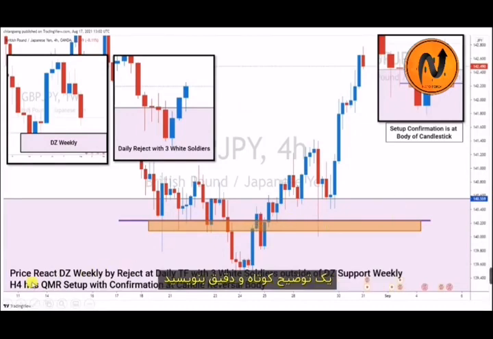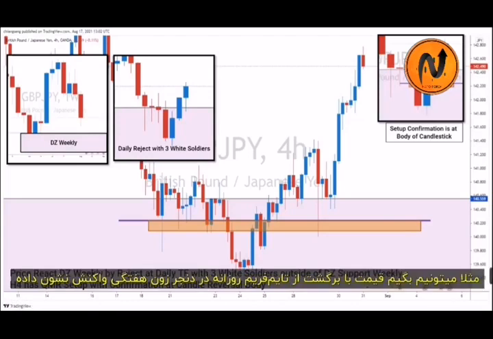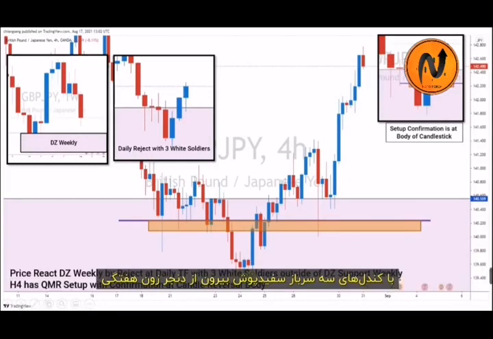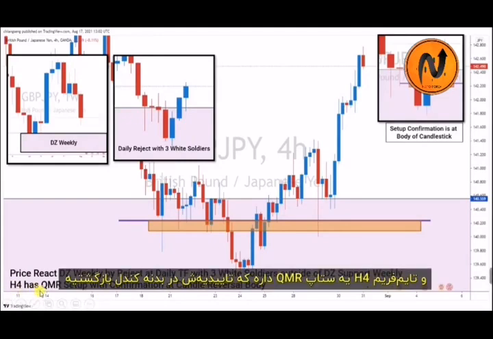Write a precise and short note so that we understand what is going on. So we can say that the price react danger zone weekly by reject at the daily time frame with 3 white soldiers outside of the danger zone support weekly. The H4 has a QMR setup with a confirmation at candle reversal body.